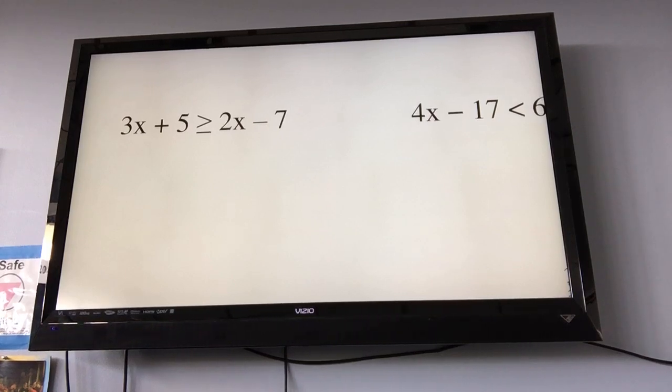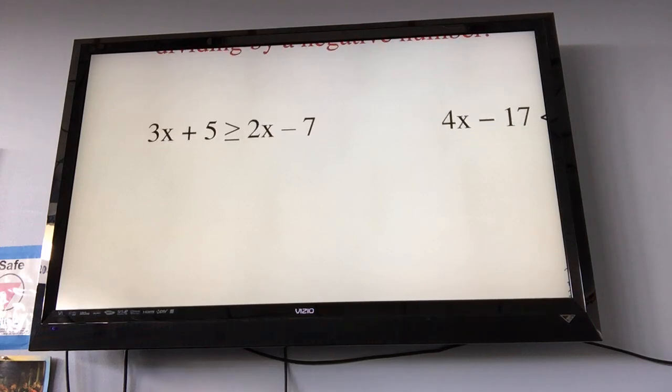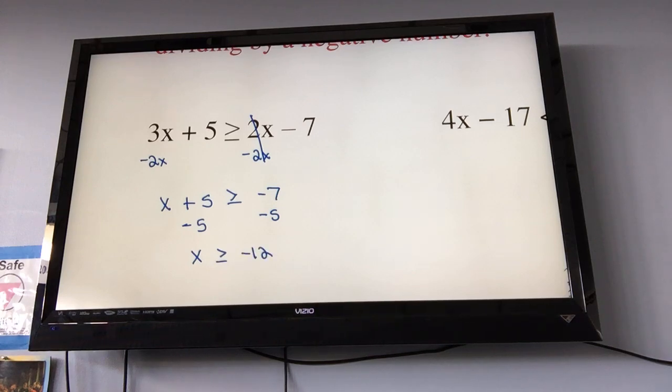Okay, so question number 1, there are no fractions or decimals. There is nothing alike on the left or the right, so I don't have to collect anything, so I'm ready to move. So as Will just pointed out, I'm gonna move so my x is on the left side. Since it's positive 2x, I'm gonna minus 2x. Same thing with moving numbers as you move x's: make sure you put it under x. So 3 minus 2 is 1x, plus 5 comes down, greater than or equal to negative 7. And then my positive 5 is going to go to the other side, so I'm going to minus 5. So x is greater than or equal to negative 12.